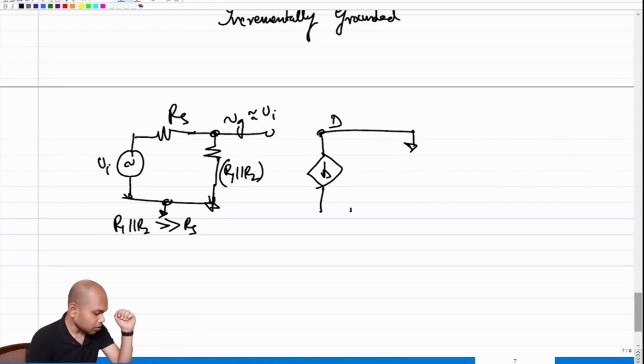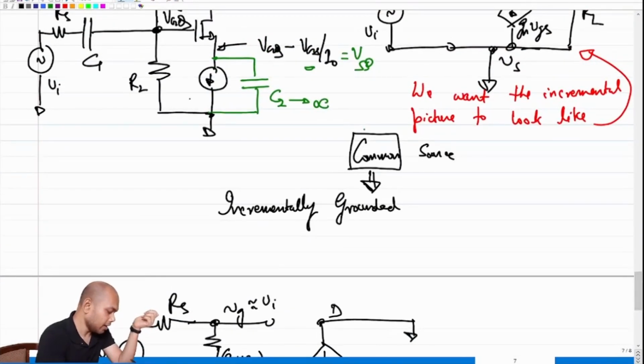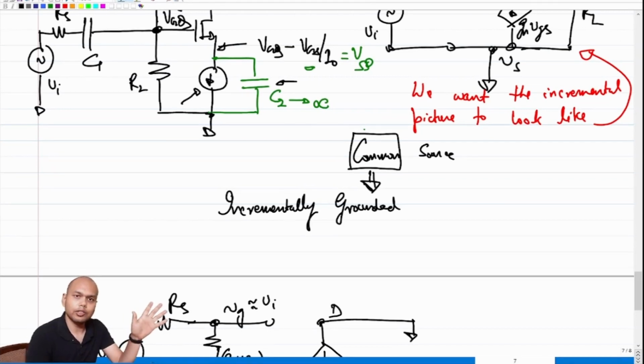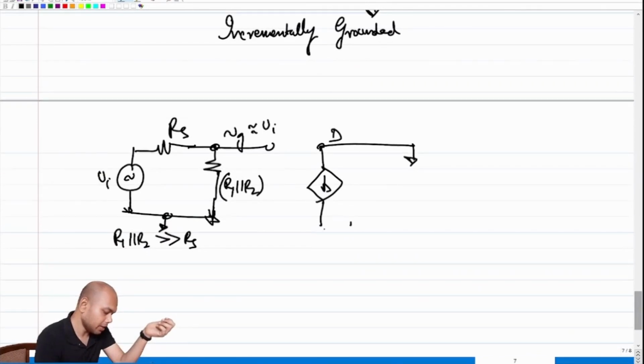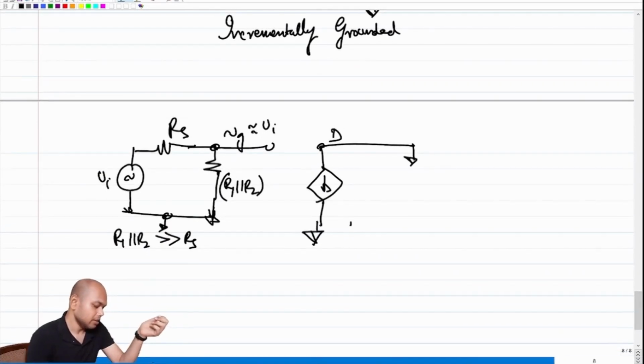What is connected to a source? Note that the source is now connected to an ideal current source and an infinite capacitor. The ideal current source is open and the infinite capacitor is a short, right, in an incremental picture. So incrementally, the source becomes a short circuit, right?